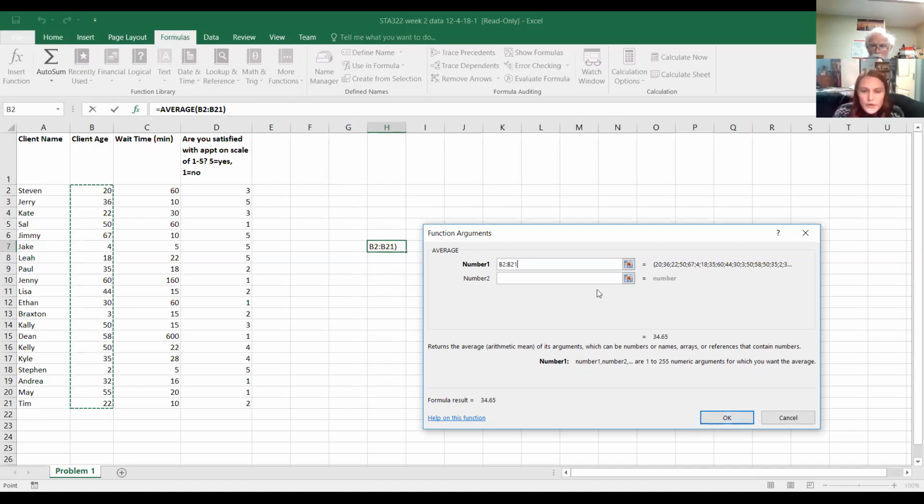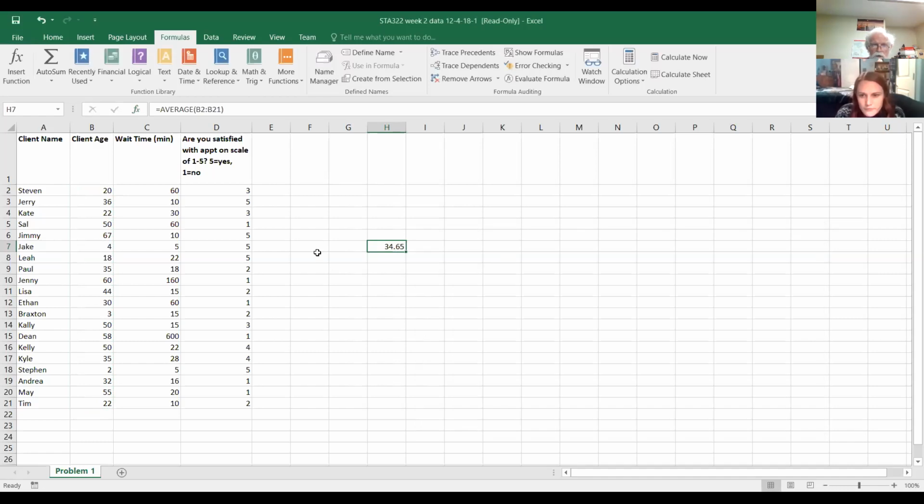So you'll see a couple of things. You'll see a number here and the formula result down here, but there's nothing printed yet in the box. If we say OK, it gives us the mean of the client age, in this case, 34.65. And remember the rules about rounding. For data, we go 1 decimal place further to the right than the basic data. So this would round off at 34.7. Does that make sense?